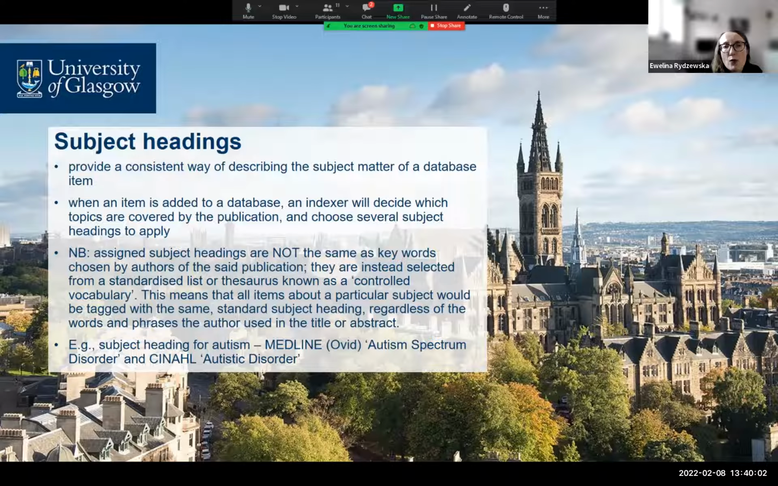And here I gave you an example of how these subject headings might be different between the databases. So, for example, for autism in Medline, hosted on Ovid, because Medline is hosted on different platforms, in Ovid, there's a subject heading autism spectrum disorder. In CINAHL, I never know how to pronounce that name, it's autistic disorder. So you can see that these are two different subject headings, but they both mean the same thing. To run my search, I would have to use these different subject headings accordingly. So I would have to adapt the search strategy and change the subject headings depending on which database I'm running the search on.